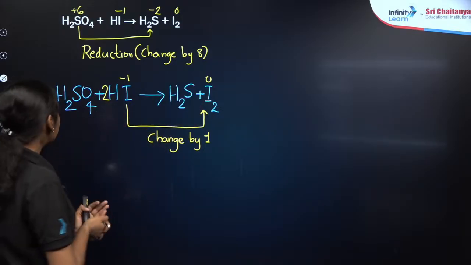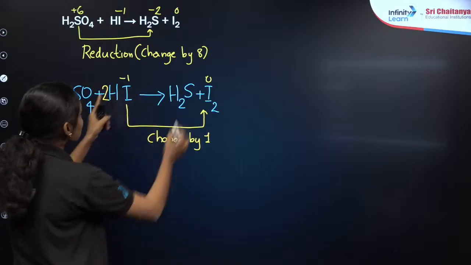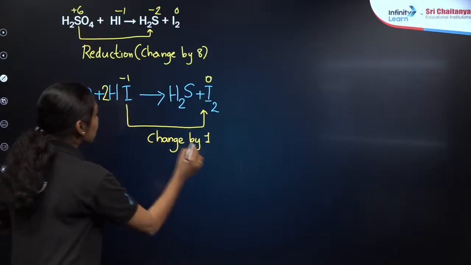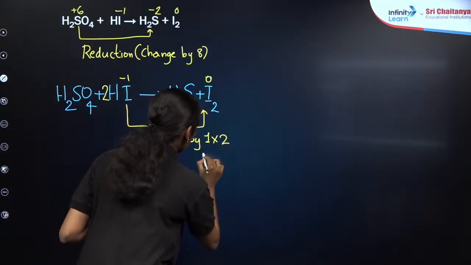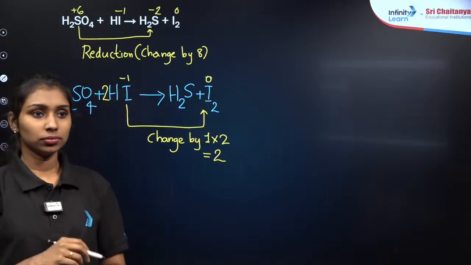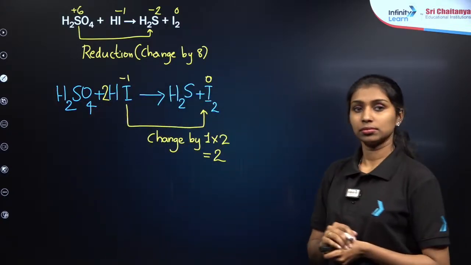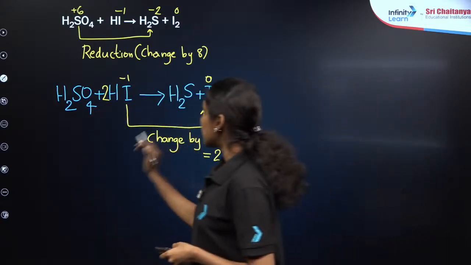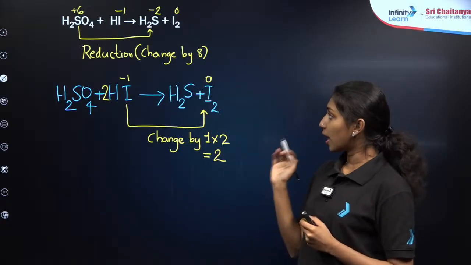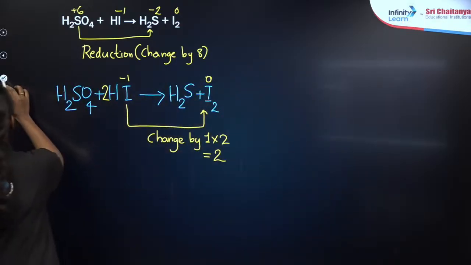Clear? Then here you can see that the iodine is changing from its minus 1 state to 0 state for only one iodine atom. If you are taking 2 HI, the change will become 1 into 2, that is equal to 2. Change by 2. Clear? Okay, here is a reduction change by 8 and oxidation change by 2. Next step, you have to just cross multiply the change in the oxidation numbers. So I am writing the final equation here.